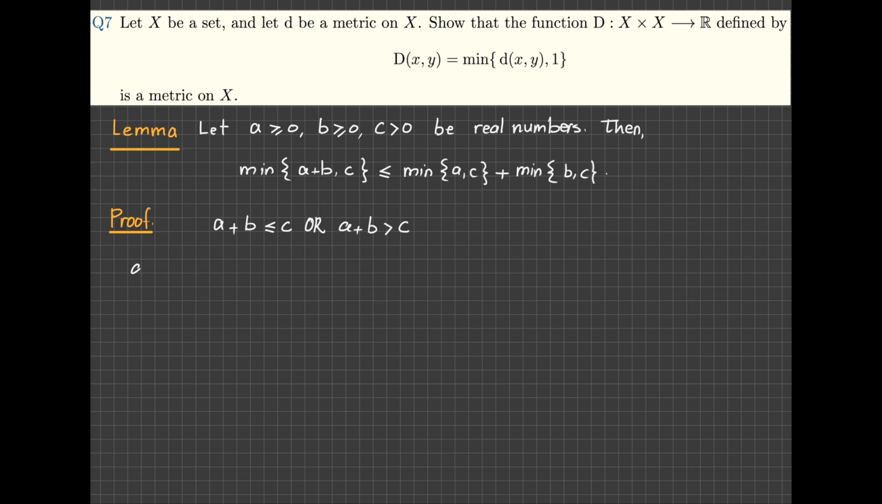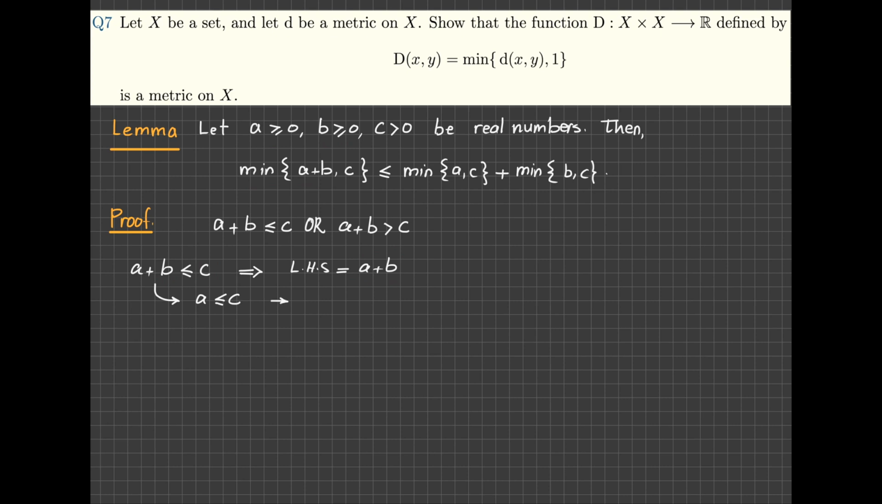Okay, in the case that A plus B is less than or equal to C, then the left-hand side of the inequality becomes just simply A plus B. Yes, because if A plus B is guaranteed to be less than or equal to C, if I ask you what is the minimum of this set, of course this is A plus B. But because A and B are non-negative real numbers, I can conclude that A itself is less than or equal to C. Because A plus a non-negative number is less than or equal to C, then it is guaranteed that A itself is also less than or equal to C.